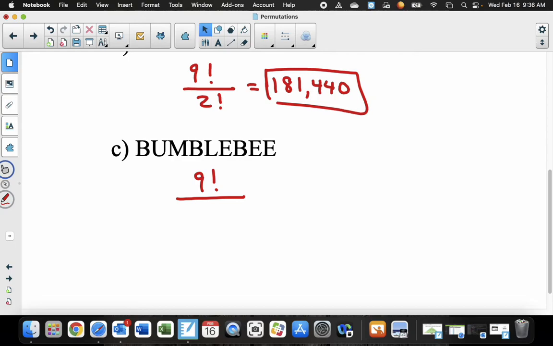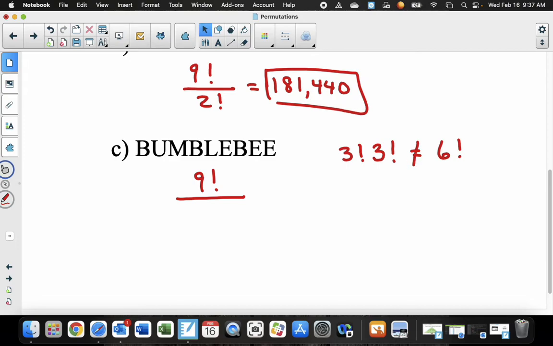Let me ask you this, because I'm guessing it's one of two thoughts in your head. Is it 3 factorial and 3 factorial? Because you got 3 B's and 3 E's. Or is it 6 factorial? And what I want you to think about is, are those answers the same? Do these equal each other? No. These do not equal each other.